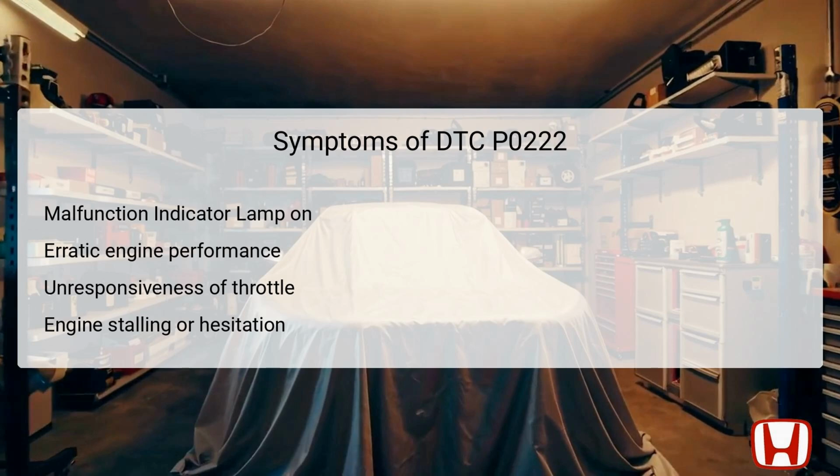Erratic engine performance can manifest as inconsistent acceleration, where the vehicle's response to throttle input feels unpredictable or unsteady. In severe cases, the throttle may become unresponsive, making it difficult for the driver to make adjustments while driving. Additionally, the vehicle may experience stalling or hesitation, particularly during acceleration, which could pose safety risks. Recognizing these symptoms early on is crucial for effective troubleshooting and ensuring vehicle safety.